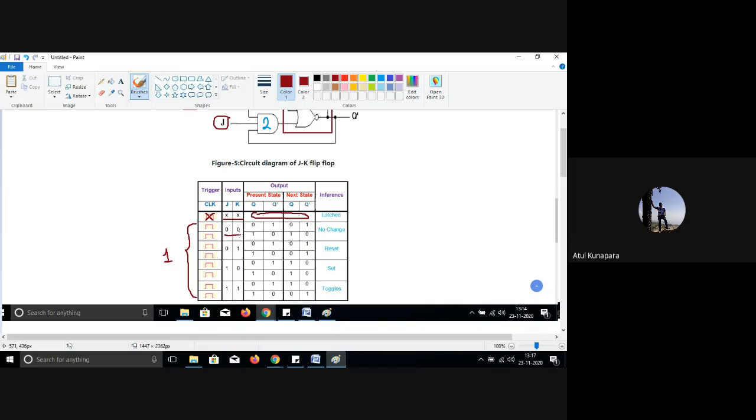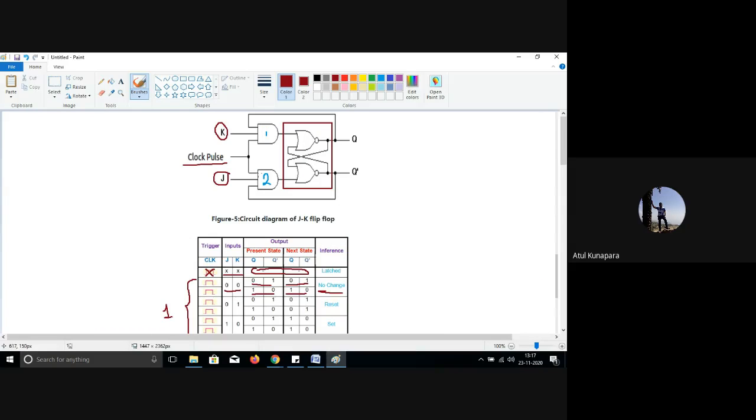If your J and K are 0, 0, look at the present state and next state mentioned in the table. For Q and Q dash present state, if it is 0, 1, then the next state will be 0, 1. If it is 1, 0, then the next state will be 1, 0. It means there will not be any change. Suppose I'm saying about this. Let us say my J and K both are 0, 0, and the clock pulse is 1, meaning clock is present.